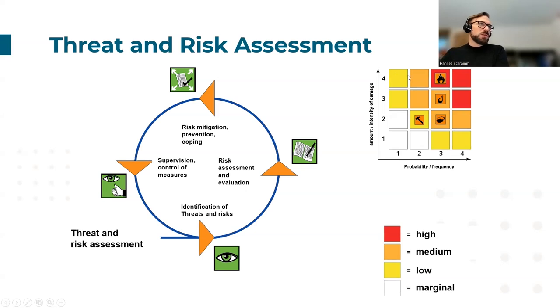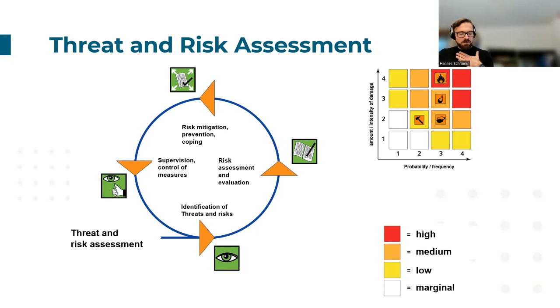And if we multiply it, we have, for example, 4 times 4. If we would have four in the amount and three in the frequency, it would be here, like fire, and so on. It's enough to have four categories, to be honest, because otherwise it makes things too complicated, in my opinion. If we conduct that, we finally get risk categories, like high risk, medium risk, low risk, and marginal risk.